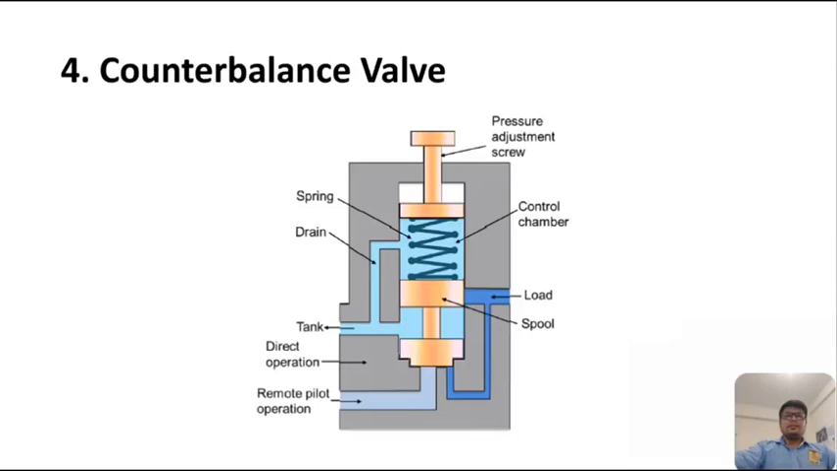Counterbalance valves work on the principle that the fluid is trapped under pressure until the pilot pressure overcomes the preset value of the spring force. Fluid is then allowed to escape, letting the load descend under control. This valve is normally closed until it is acted upon by a remote pilot pressure source.